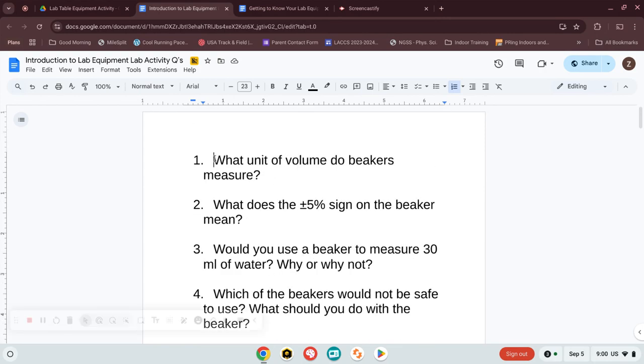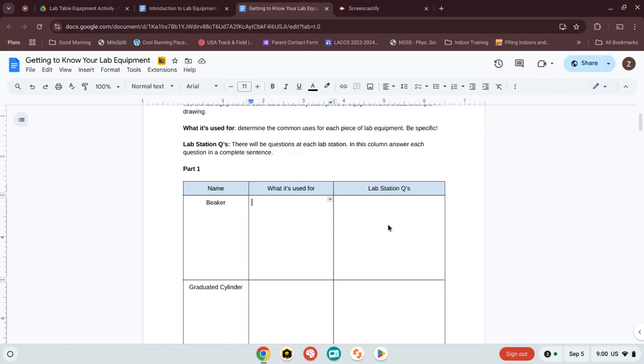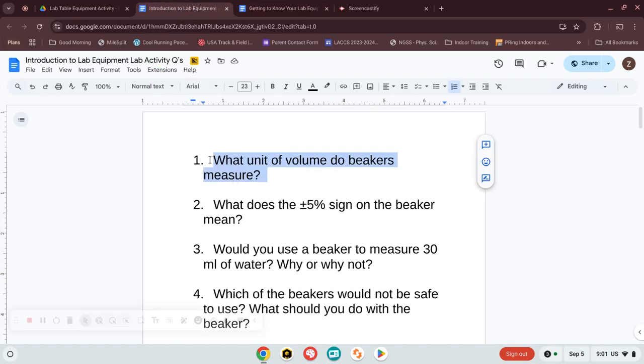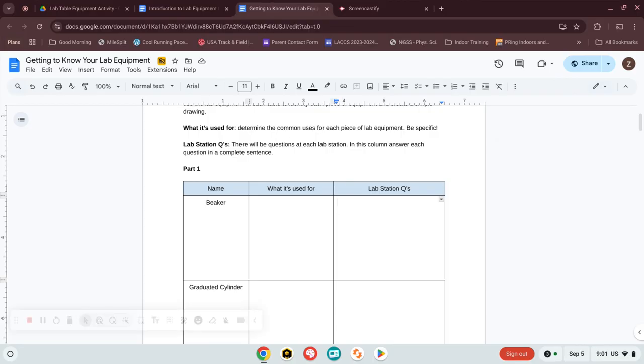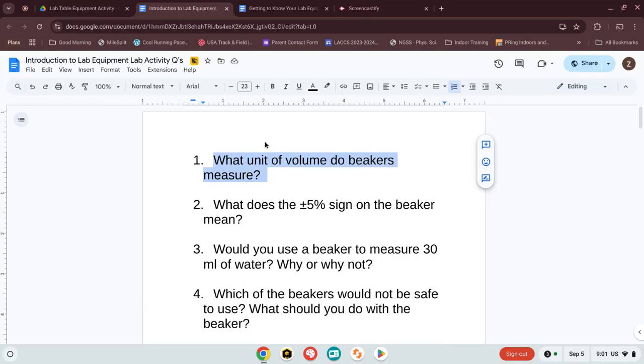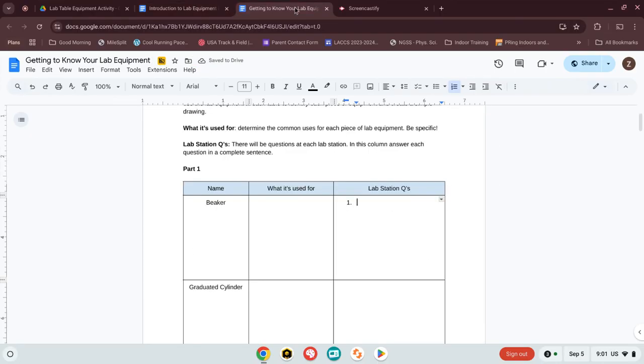If the question is about a beaker, like this one's about a beaker, I want you to put it in the beaker lab station question box here. I know that's a little confusing, but once you get the hang of it, you should be all right. So the first beaker question is, what unit of volume do beakers measure in? I just want you to put number 1. I'll know what question you're answering, and you're going to tell me what unit of volume beakers measure in.